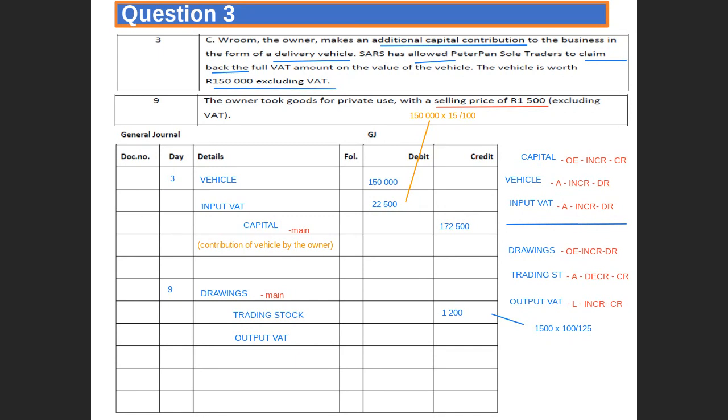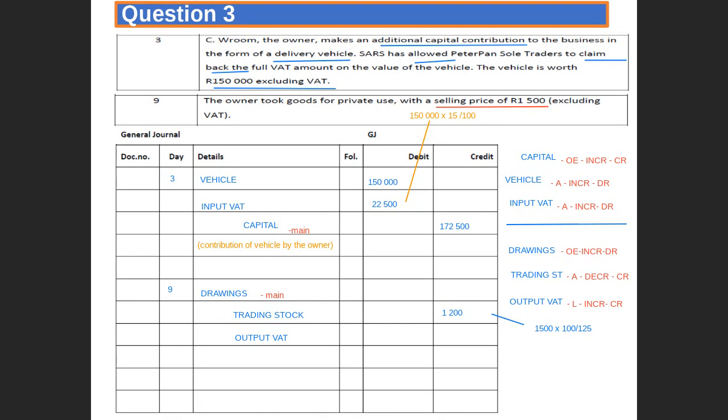Okay, firstly, Linda, check here. I said credit side. Let me explain why. Because the owner took stock. So if the owner took stock from the business, what happens to the stock of the business? The stock goes down. So remember, trading stock is an asset. So the assets go down on the credit side.